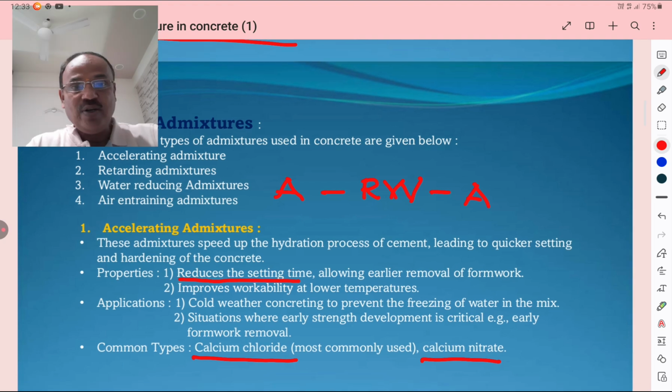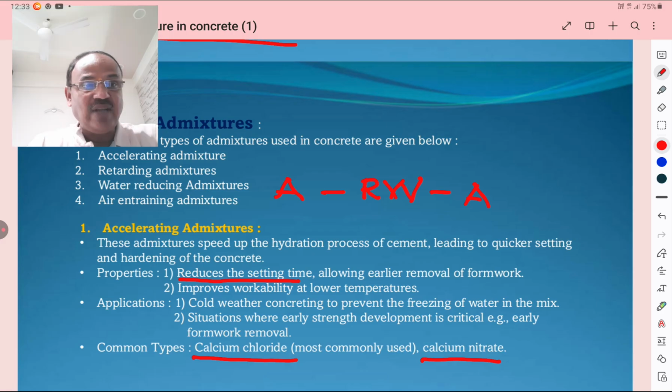First of all, we are going to discuss the accelerating admixtures. These admixtures speed up the hydration process of the cement, leading to the quicker setting and hardening of the concrete. Name itself indicates it accelerates the process. Which process does it accelerate? That is the hydration. So if hydration is accelerated, then it reduces the setting time of cement or concrete.